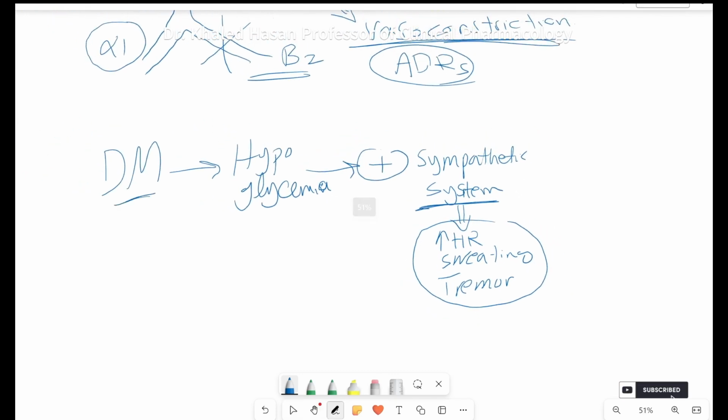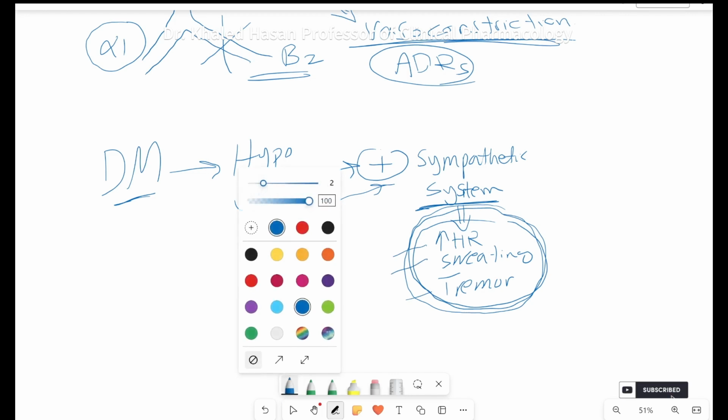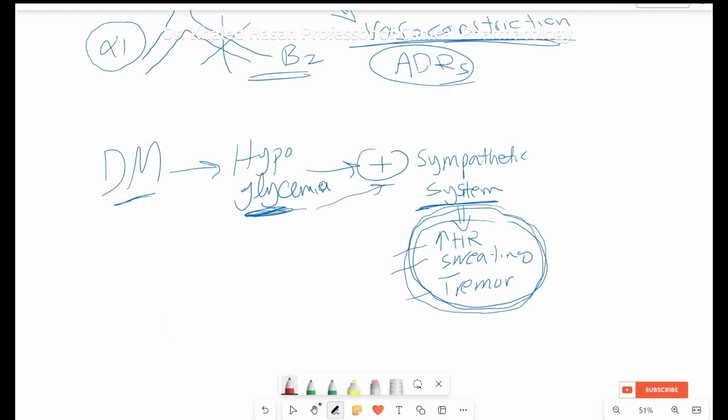So a diabetic patient, if the patient suffers from hypoglycemia, decreased blood glucose level, we have an alarm system. This will activate the sympathetic system to alert the patient: you have hypoglycemia. Heart rate will increase, sweating, tremor. All these are related to the activation of the sympathetic system. What happened if you prescribe propranolol to the patient?